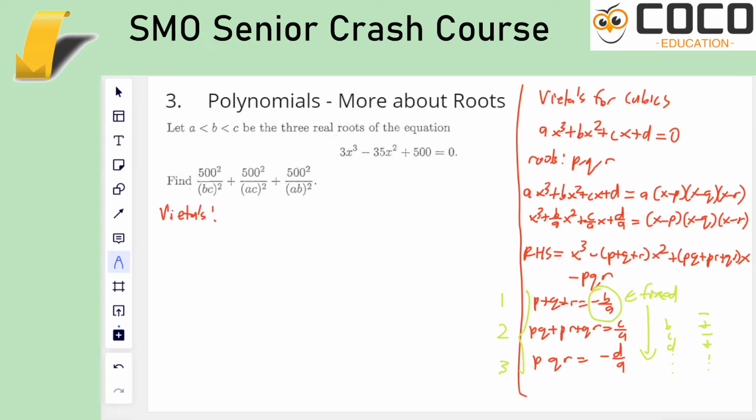So Vieta tells you here that a plus b plus c is minus negative 35 over 3. The next one, ab plus ac plus bc is equal to what? Oh, there's no x term here, so that just means that the x coefficient is 0. So that's nice. And finally, abc is negative 500 over 3. Now from here, things are relatively straightforward, because all you need to do is to just add these fractions together.